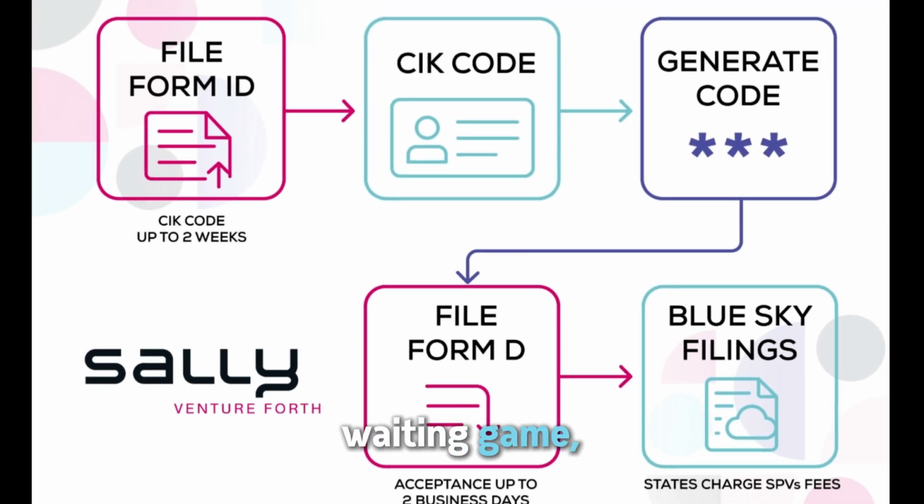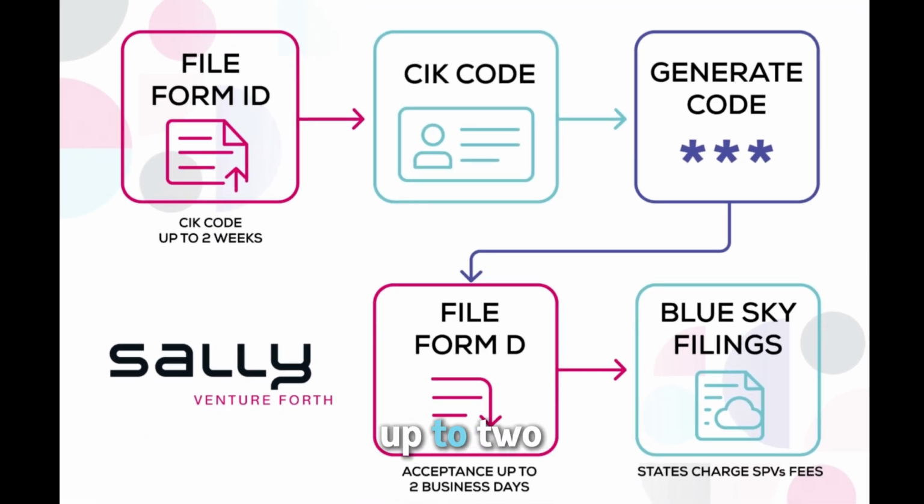Now it's the waiting game. It can take up to 2 weeks for them to return back to you through email the CIK code. So now you need to go to that email account that you had on your application and wait for the SEC to email you back with your CIK code. And with that CIK code, we'll move on to the next phase, which is codes, Form D, and then Blue Sky.